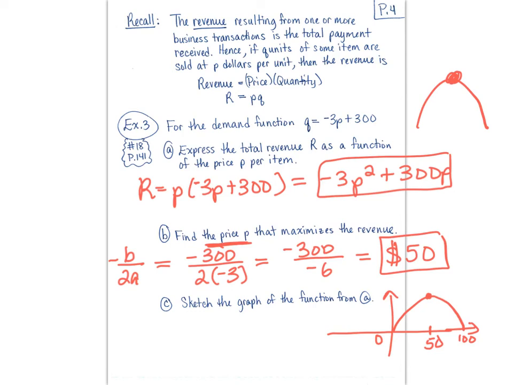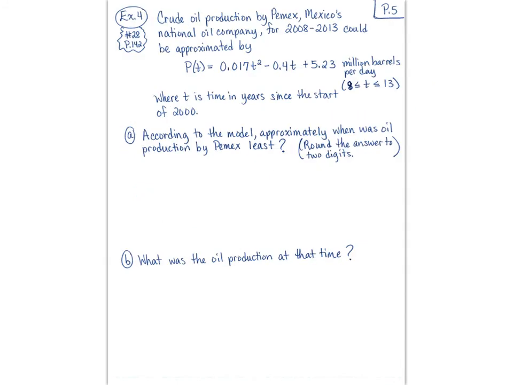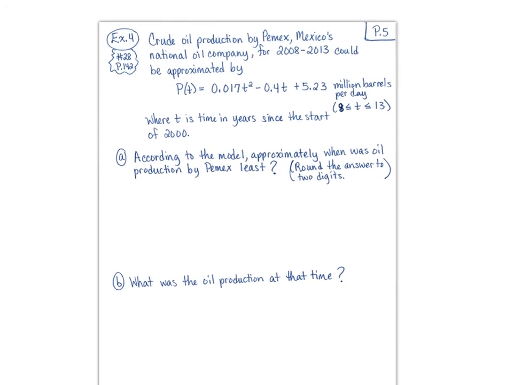Okay, let's go ahead and finish this up. Our last example for quadratic functions. Crude oil production by Pemex, Mexico's national oil company, for 2008 to 2013 could be approximated by P of T equals 0.017 T squared minus 0.4 T plus 5.23 million barrels per day, where T is greater than or equal to 8 but less than or equal to 13, and T is the time in years since the start of 2000.